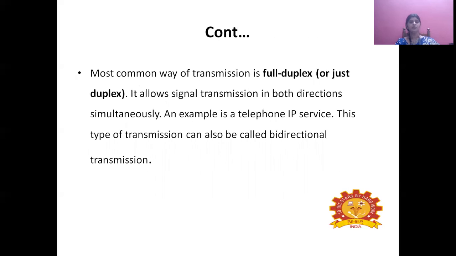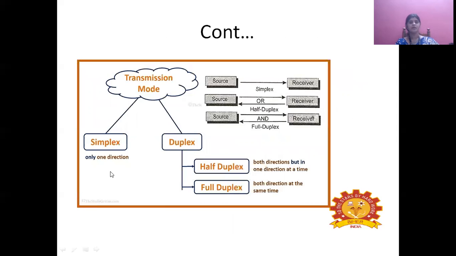The most common way of transmission is the full duplex communication. It allows the signal transmission in both the directions simultaneously. An example is the telephone or IP service. This type of transmission can also be called bidirectional transmission. This shows the different types of communication. The transmission mode is categorized into simplex and duplex. This duplex is further categorized into half duplex and full duplex.